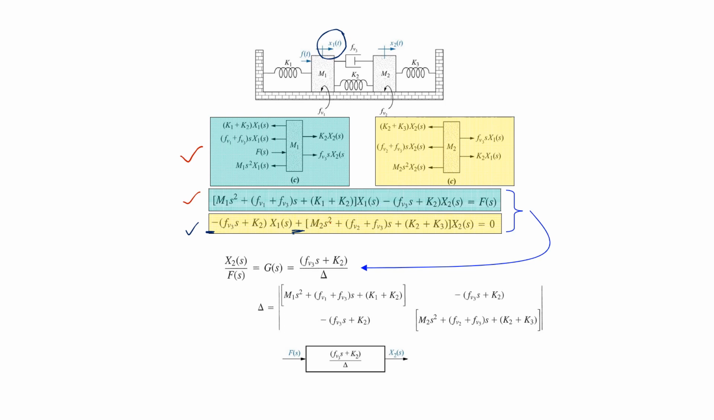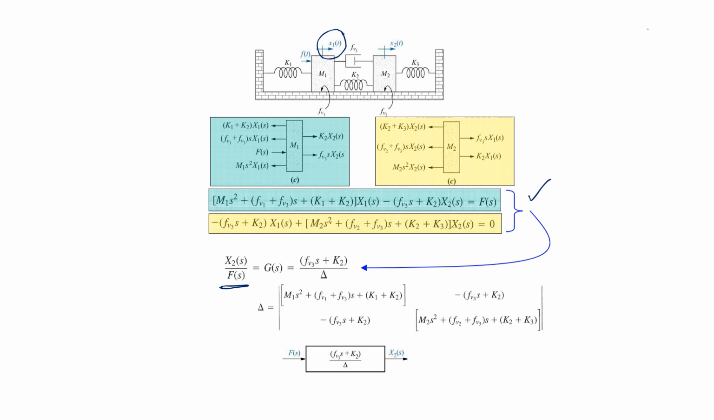After we have found the equations of motion written here, the next step is to find the actual transfer function. In this case, we were required to find the transfer function x2 of s divided by f of s. The above system of simultaneous equations can be solved by using Cramer's rule. So if we want to find the transfer function x2 by f, we first have to find x2 from these simultaneous equations. And to find x2, we will apply Cramer's rule.